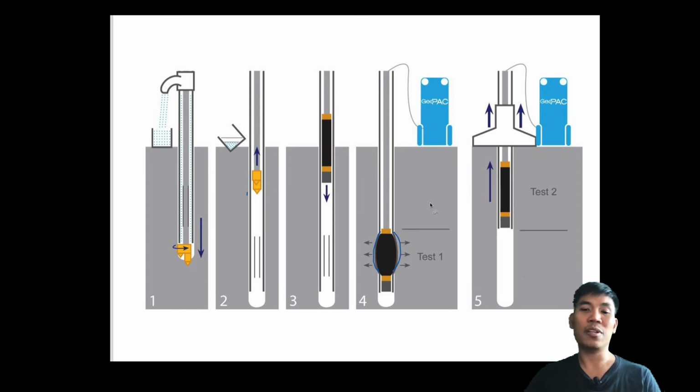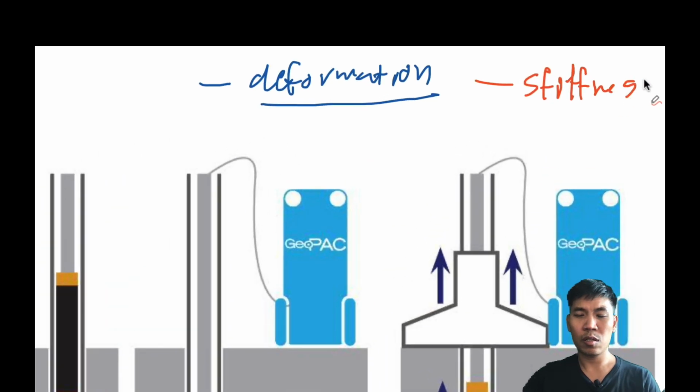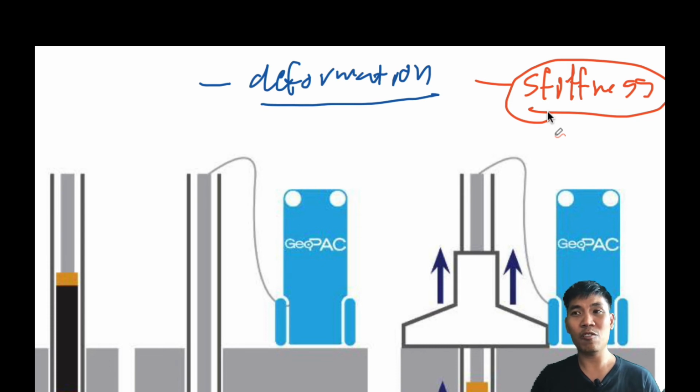After that, we remove this one. With this test, we can measure the deformation. It's the only field test with which we can measure the deformation. If we know the deformation of the soil, we can calculate the stiffness of the soil. If we compare this kind of test with the previous tests, SPT, we calculate only the strength. With the CPT, we know only the strength, the bearing and friction. For the vane shear, we know the strength, but this one we know about the stiffness of the soil.